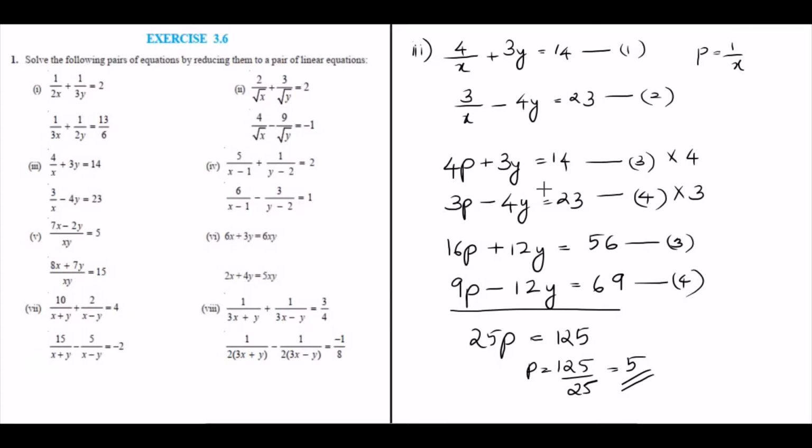Now get the value of y by substituting in any one of these equations. So you will get 4 into 5, that is 20 plus 3y is equal to 14. So 3y is equal to 14 minus 20, that is minus 6. So y is equal to minus 6 by 3, that is minus 2. Now we have got the value of y. Now we have to get the value of x. So substitute 5 in place of p. So 5 is equal to 1 by x. So x is equal to 1 by 5.